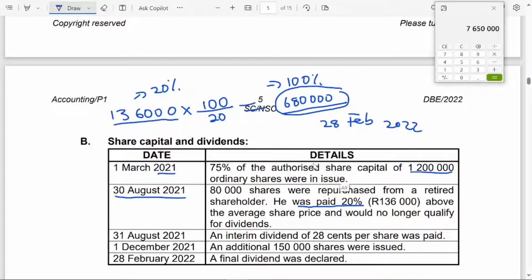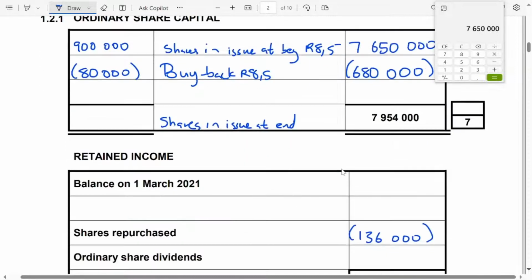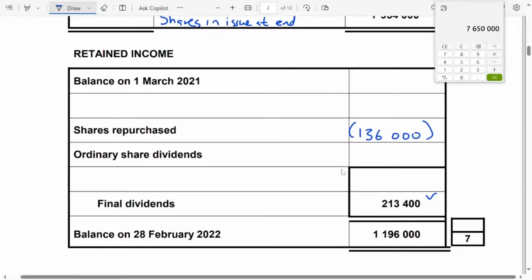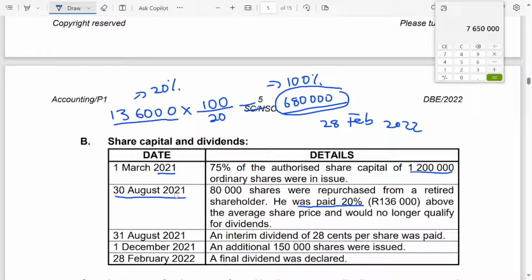So the interim dividends go to the retained income, under the ordinary share dividends. So what are they saying about the interim dividends? They are saying 28% per share was paid.